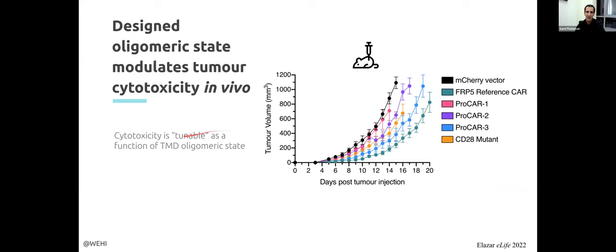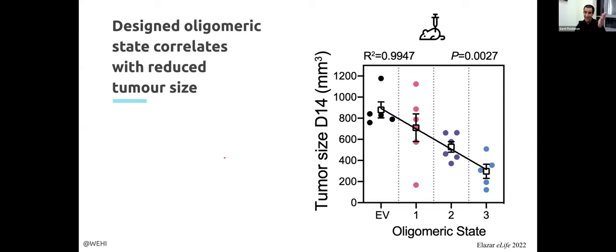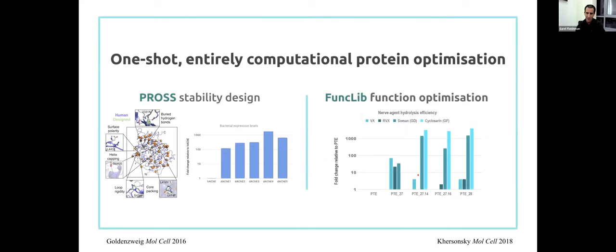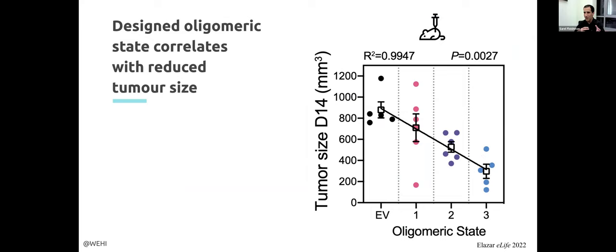Cytotoxicity is tunable as a function of the oligomeric state. And I really love this correlation. It's an anti-correlation between the oligomeric state and the tumor size, showing the direct relationship between the avidity of these receptors and their cytotoxicity. So I'd like to summarize what I showed you here by saying that this shows a very nice path, going all the way from basic understanding of the design principles and negative design principles of membrane proteins all the way to a potential way to control synthetic receptors, even for therapeutic purposes.